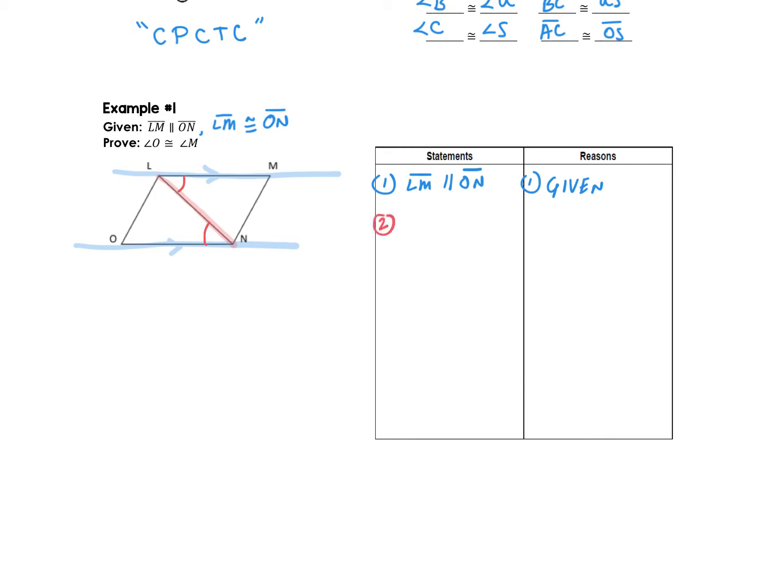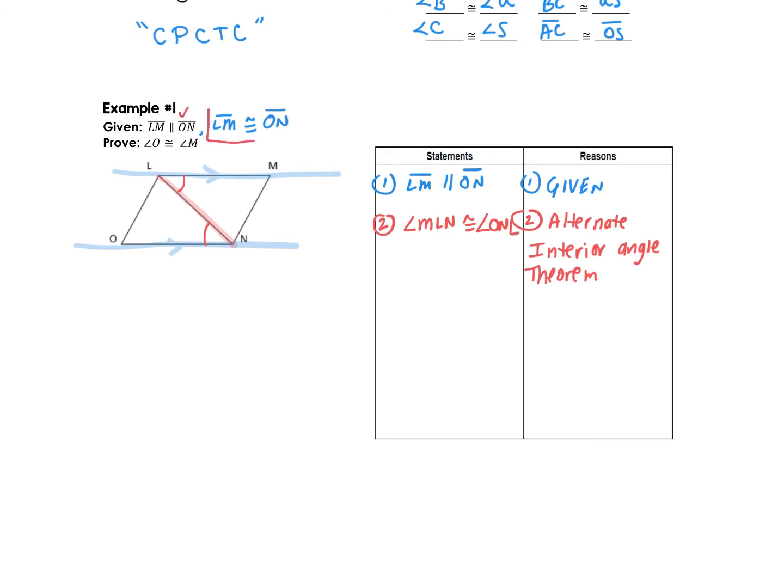So in line 2, we're going to name those alternate interior angles that I just marked. And they are angles MLN and MLN is congruent to ONL. Make sure you use that angle symbol in there. And we're going to say they're congruent by the alternate interior angle theorem. Okay, so we've used up that piece of given information.